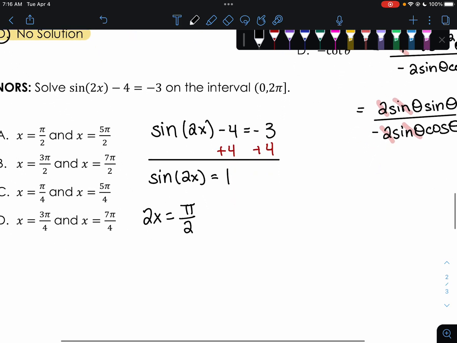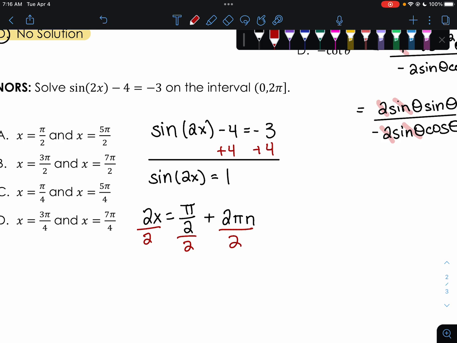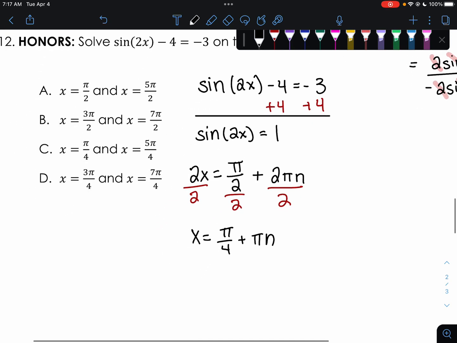So how I take care of that is I'm just going to put plus 2 pi n in, and what that tells us is every rotation around, every 2 pi around, it's going to take us to that same location as pi over 2. So just trust the process. Now I solve for x, so that means I'm dividing each thing by 2. When I do that, I get x equals pi over 2 divided by 2 turns into pi over 4. And 2 pi n divided by 2 is just pi n. So notice how there's 2 answers. I know that my answer should have pi over 4. So if I look at it, it should be answer choice C.